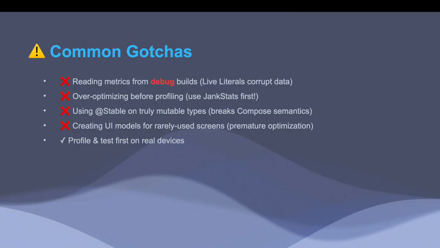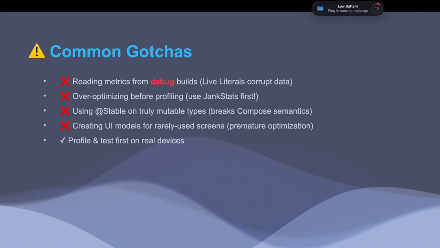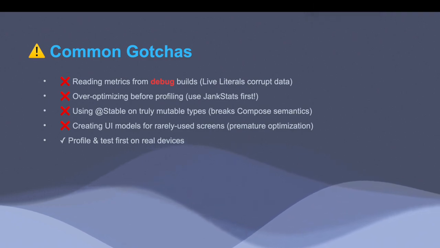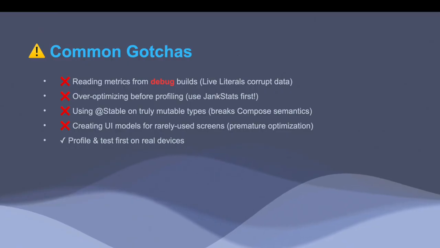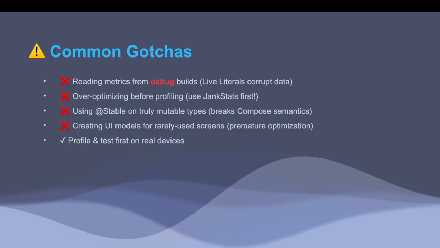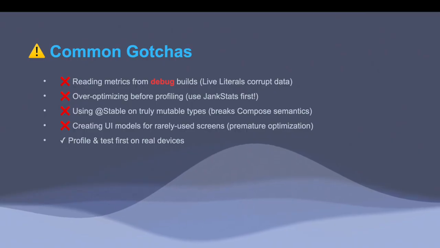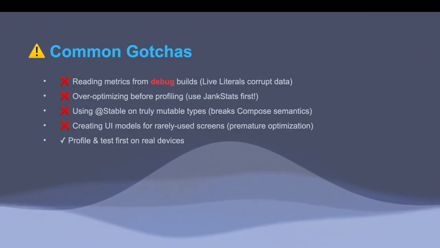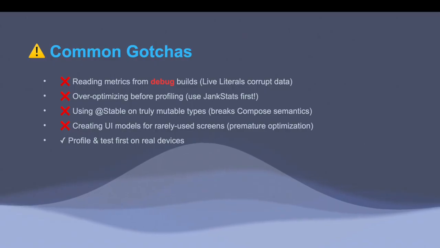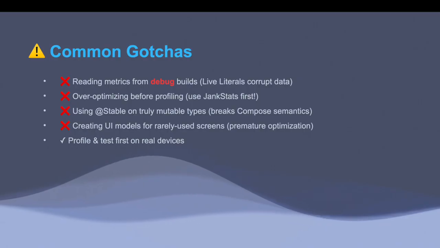Cool. Now, what are the common problems we have, and how should we be very sincere while doing these kinds of things? We should not read metrics from a debug build. As I mentioned, we should always trust release. After we get the report, we should not over-optimize this. We should not add the stable annotation everywhere. And the last thing is that we need to test it on a real device.